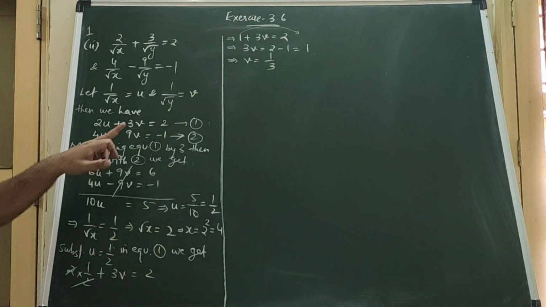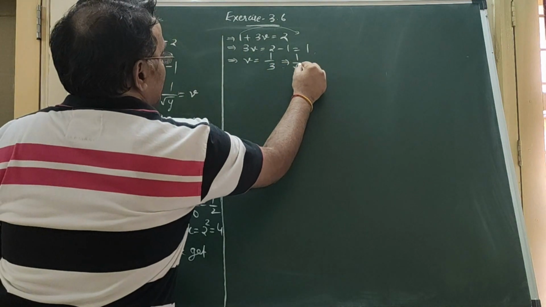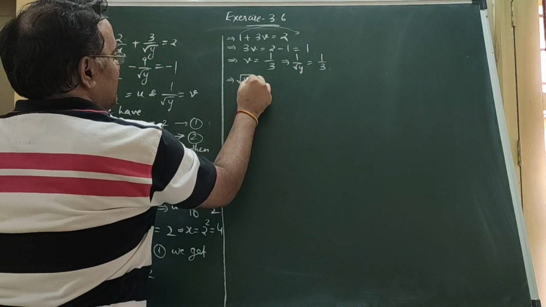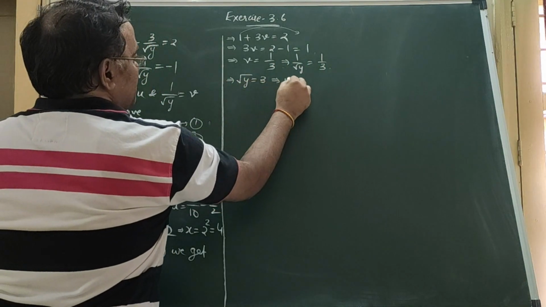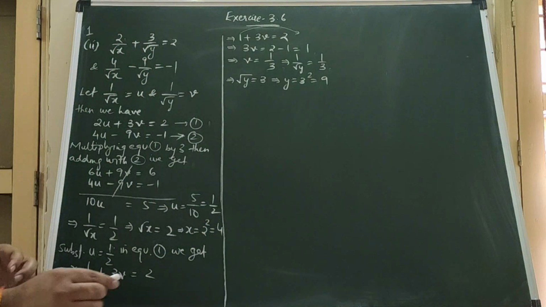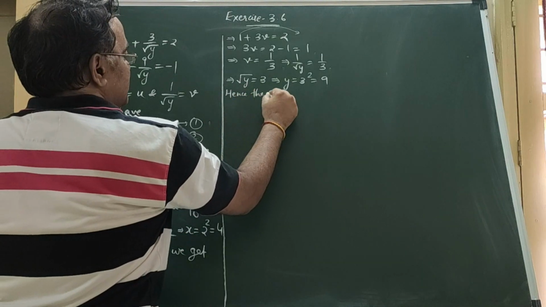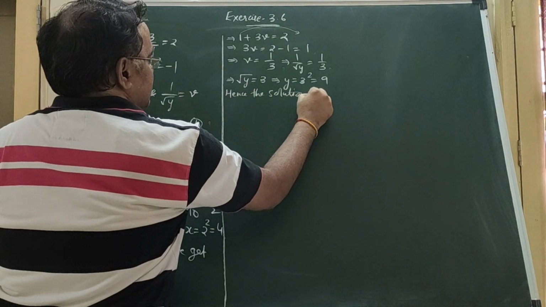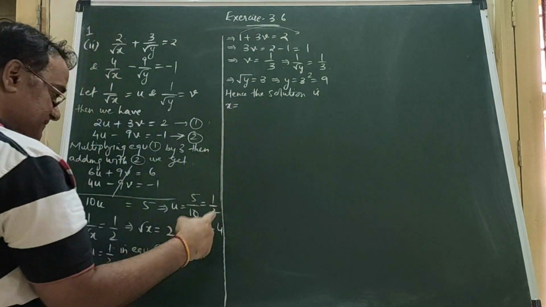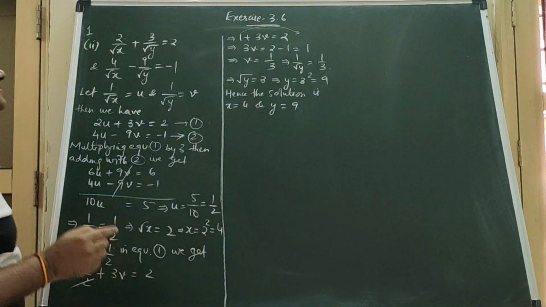But what was v? 1 upon root y. So 1 upon root y is equal to 1 upon 3. So this will imply root y is equal to 3. So again we will square both sides, so we'll get y is equal to 9. Hence the solution is x is equal to 4 and y is equal to 9.